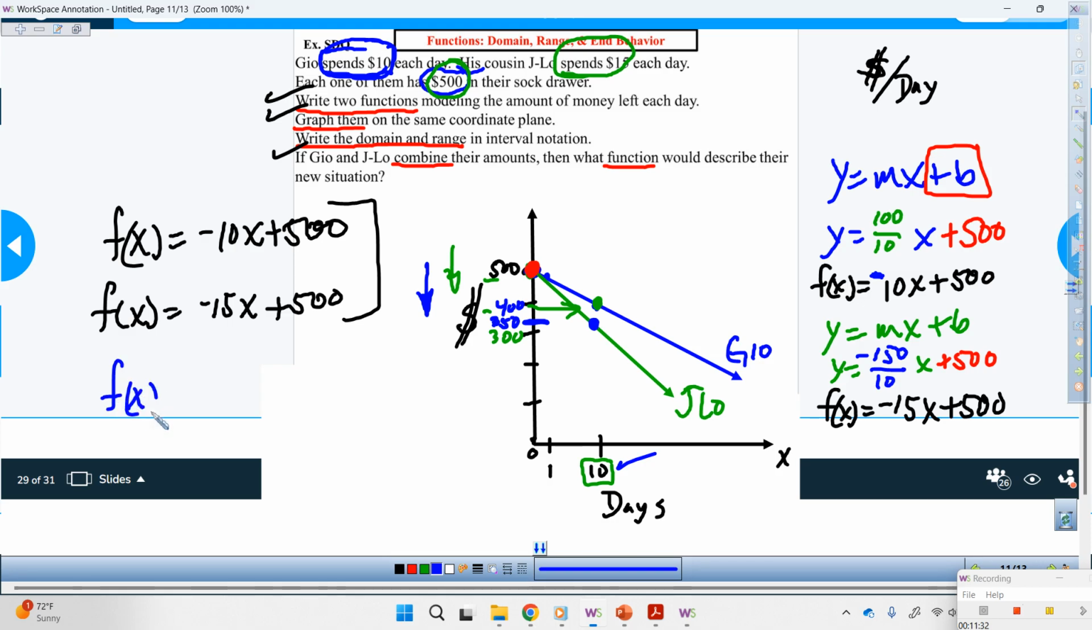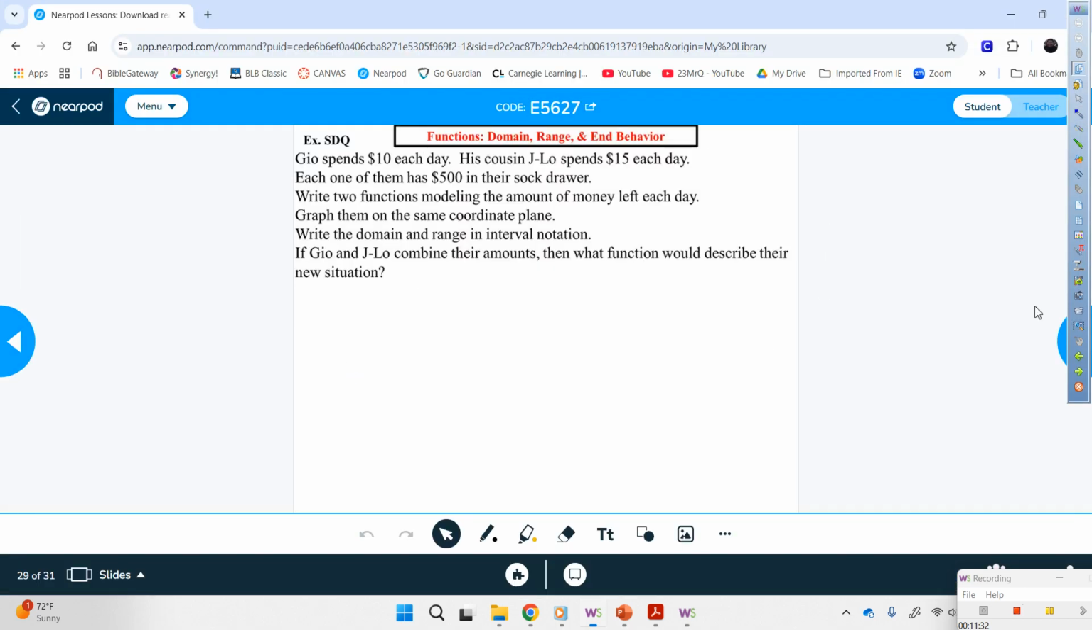F of x what? Negative 25x. 1,000. That is correct. They combine their amounts, which is 500 plus 500. If one spends $10, the other one spends $15 a day. Combined, they spend how much? $25 a day. All right? Send me that, please, on your screen.